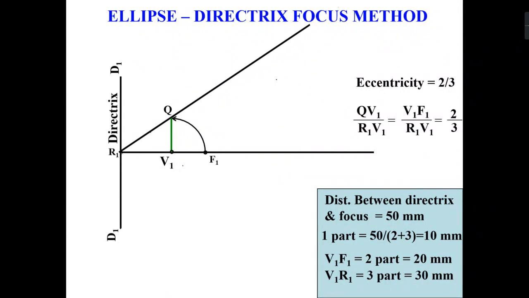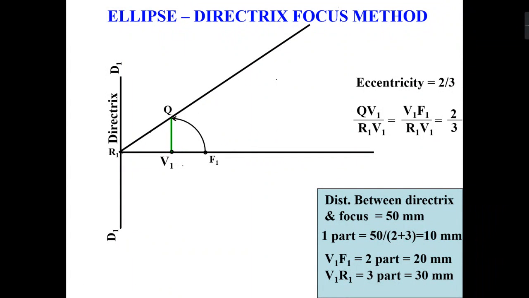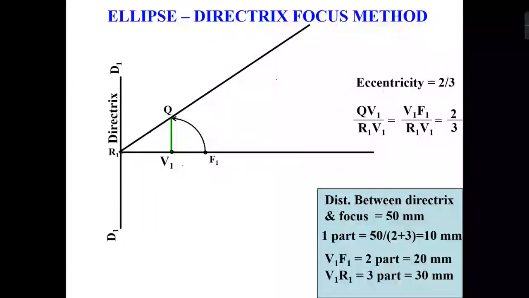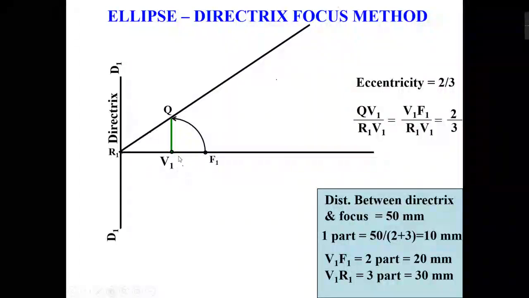Like this. In this line, if you take any point and draw a perpendicular, this perpendicular distance and the horizontal distance, the ratio will be nothing but 2 by 3, from the similar triangles. So using this 2 by 3 ratio, we will draw all the points on the curve. See, this is your point V1, this is your point on the curve.